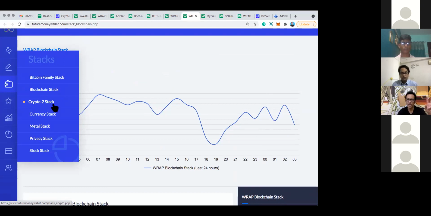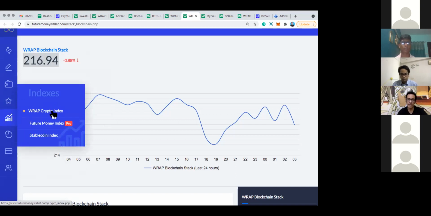Crypto 2 stack is only Bitcoin and Ethereum. Currency stack, because that's another very interesting thing. If you want to bet on currencies, I made a stack of the top 4 currencies of the world as against the US dollar. If you want to do it with metals, then gold, silver, platinum, palladium, and other metals can be used. Privacy stack is only the privacy coins, and stock stack is the top 10 companies in the world that I think are important. So Amazon, Netflix, Google, PayPal, and those 10. So one option is you can look at these stacks and try to do it on your own, follow them. Then there is the crypto index and the future money index.